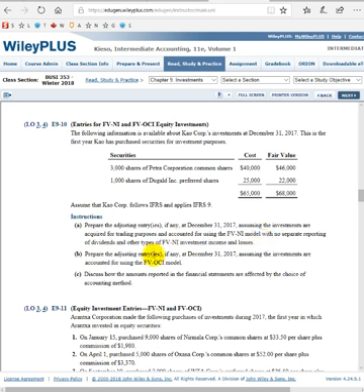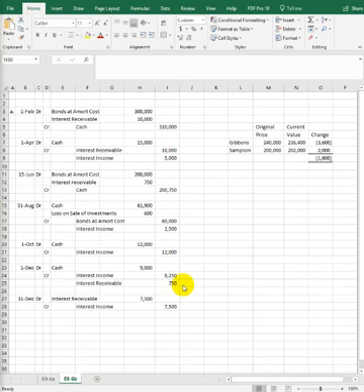Then it says prepare the adjustment entries, if any, assuming the investments are accounted for using the fair value through other comprehensive income model. So fair value through net income versus fair value through other comprehensive income. And then discuss how the amounts reported in the financial statements are affected by the choice of accounting method. I think that should be fairly obvious by the time we're done the journal entries. So take a snapshot of this, or a screen capture of this question, or look it up in your Wiley, and we'll continue. So we need another spreadsheet here.